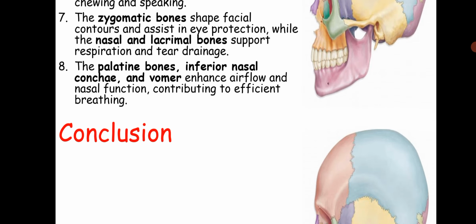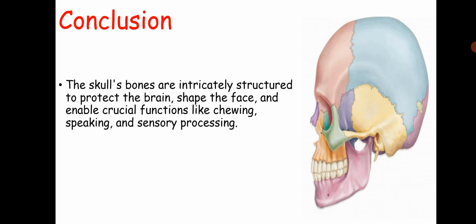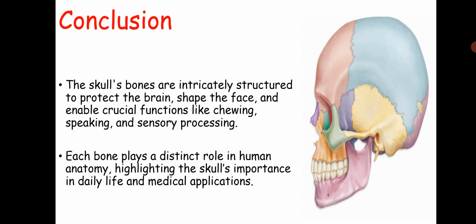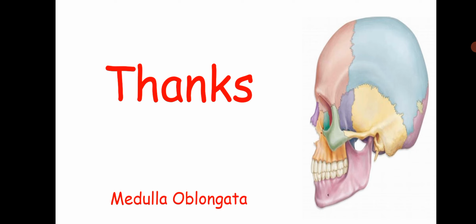Now let's talk about the conclusion of this lecture video. Skull bones are intricately structured to protect the brain, shape the face, and enable crucial functions like chewing, speaking, and sensory processing. Each bone plays a distinct role in human anatomy, highlighting the skull's importance in daily life and medical application. And this was all about the skull bones.